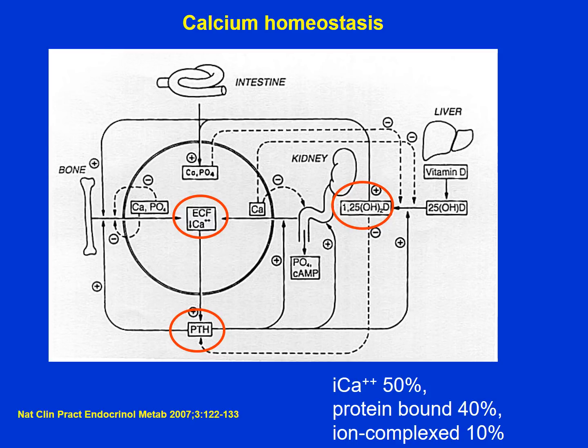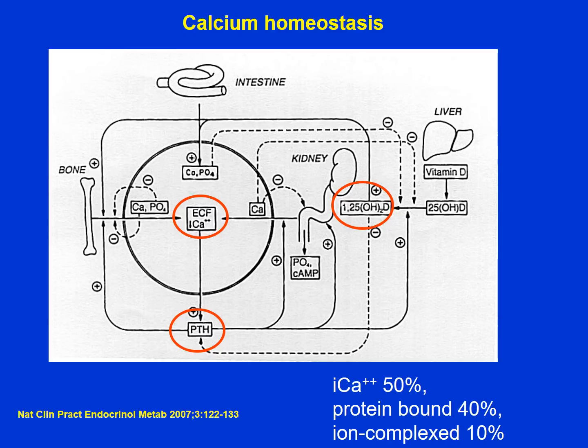The other player that's important is the bioactive form of vitamin D, the 1,25-dihydroxyvitamin D moiety, whose production from the substrate hormone 25-hydroxyvitamin D is at least in part regulated by parathyroid hormone.